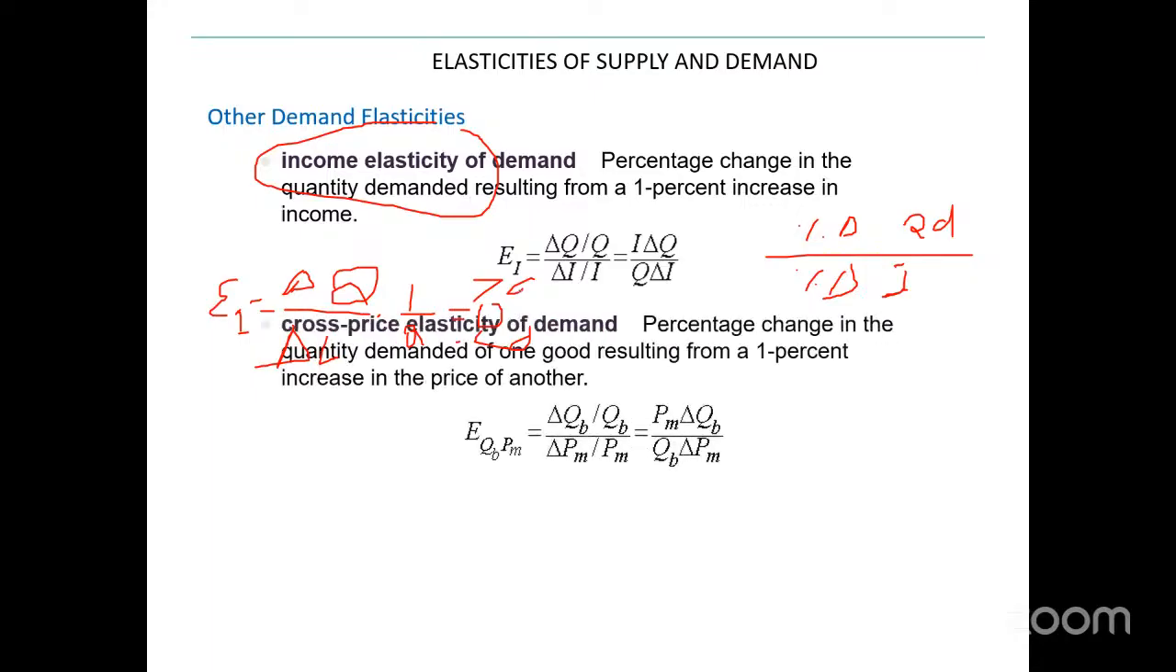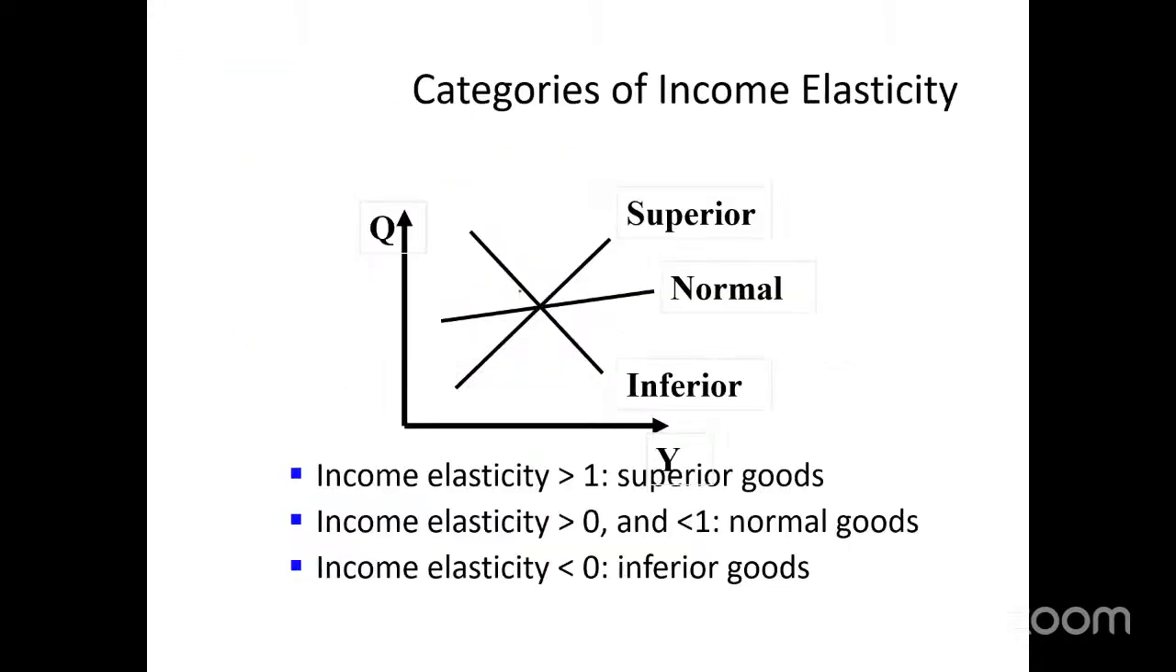Based on that, we can identify different types of goods. A high income elasticity, which means more than one, we consider the goods superior or luxury. If the income elasticity is 0 to 1, we consider those goods normal goods, and less than 0 we consider an inferior good. So three types of goods you can identify by looking at income elasticity: superior or luxury, normal, and inferior goods.